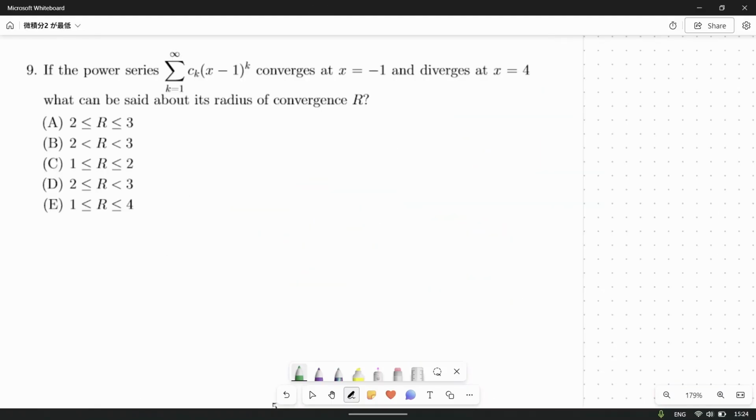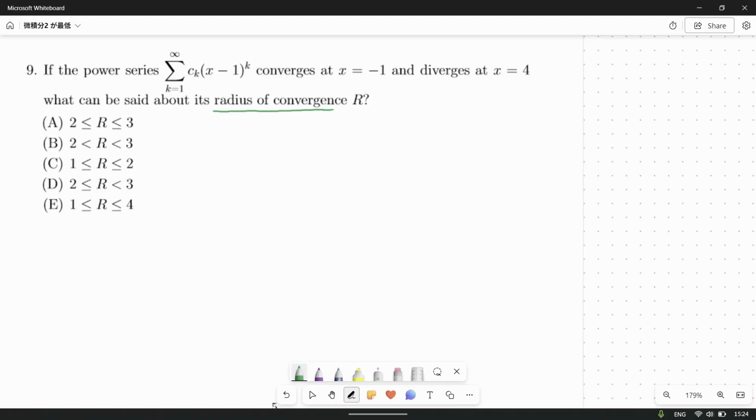So if the given power series converges at x equals negative 1 and diverges at x equals 4, then what can be said about its radius of convergence, r? To start, I want to put emphasis on the fact that it's asking about the radius of convergence rather than the interval of convergence, because that's going to make a big difference in what we come up with for our answer. So I want to make it clear we're figuring out a radius of convergence, not an interval of convergence.